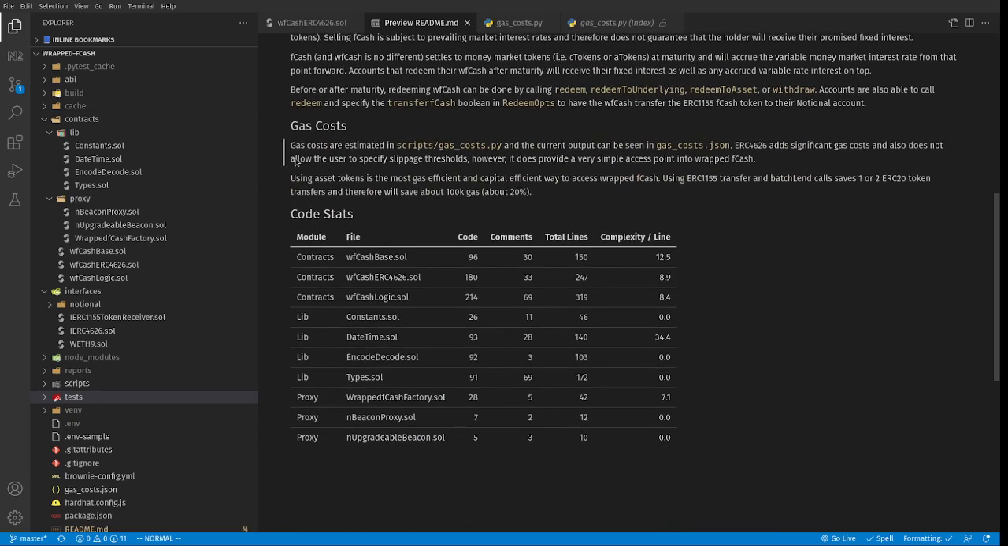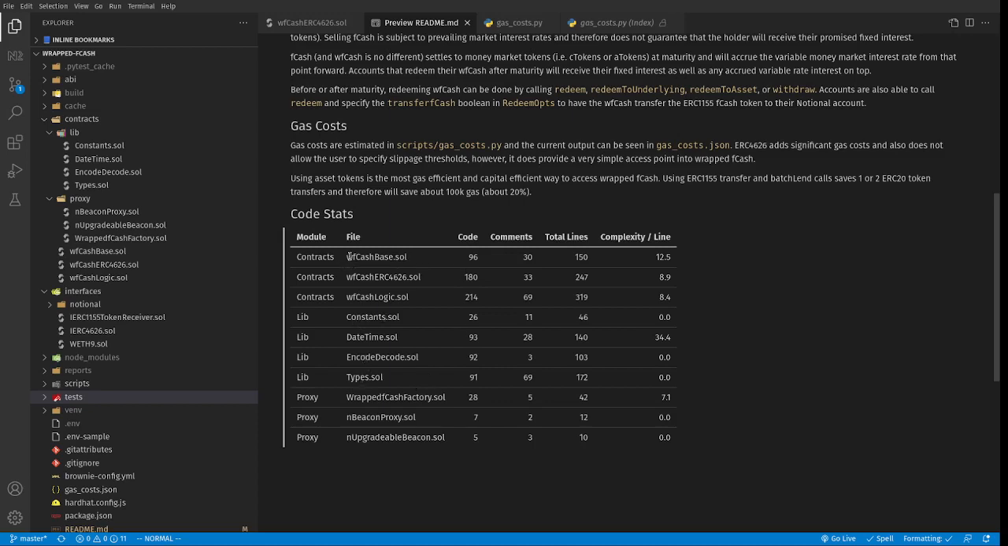So here's some stats about the code. Just to quickly review here, the proxy code will handle the deployment mechanics, and we'll take a look at that first since it's not too involved. These libraries are pulled basically from the Notional core smart contract base. We'll review them quickly. There's not too much logic here.